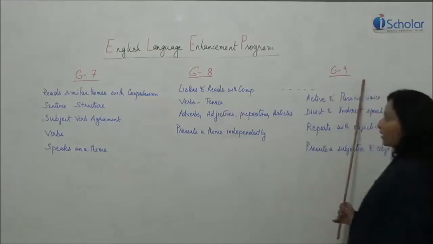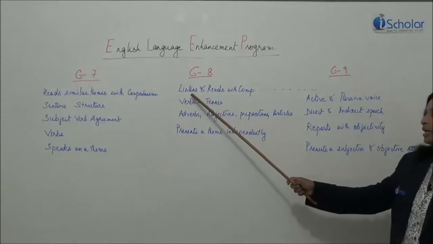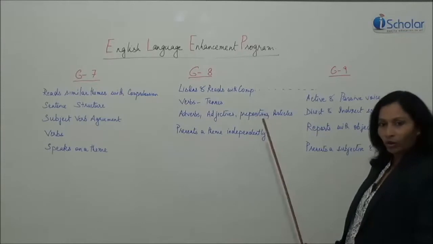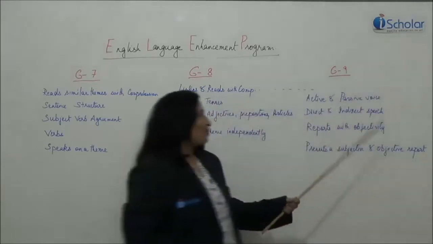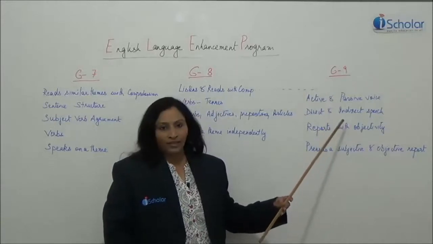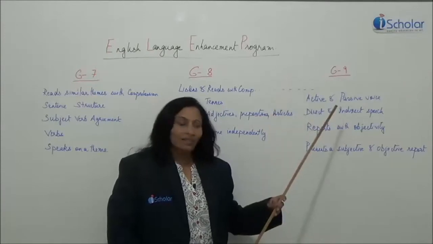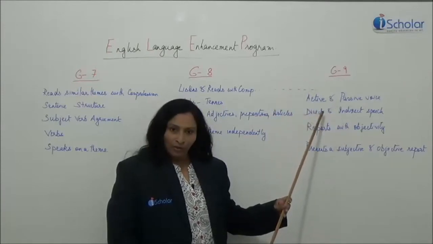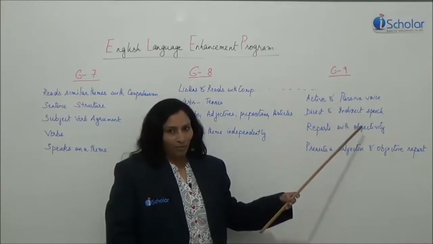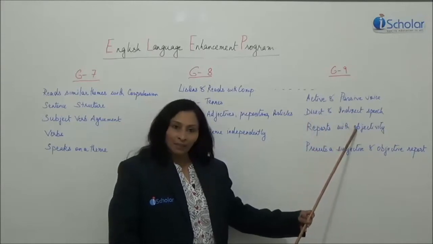Now in grade 9, the student again should be able to listen and read themes with good comprehension, with proper comprehension, and now we introduce them to active and passive voice. We will also take them to situations where an active voice is a preferred mode of communication, or whether a passive mode is a preferred mode of communication. We'll also introduce them to direct and indirect speech.